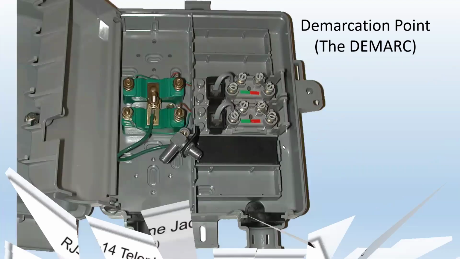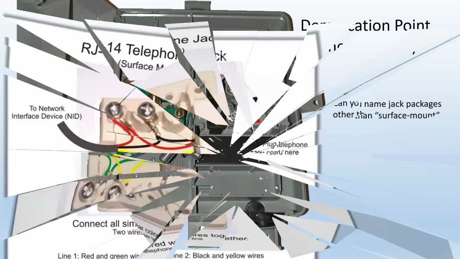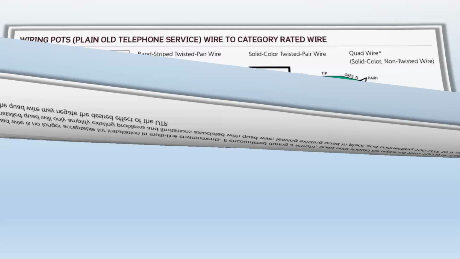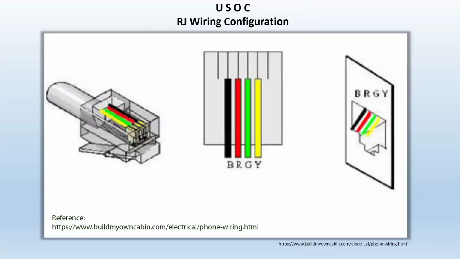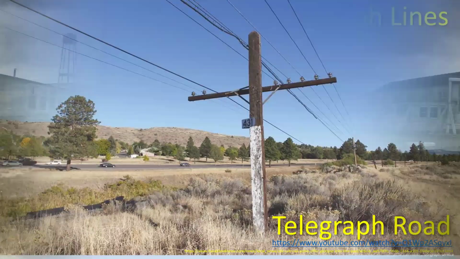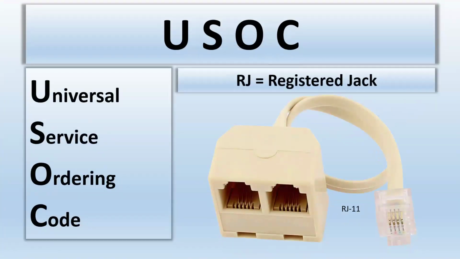All right, so this was the last slide. Okay, but I'm just going to go back a little bit as a review. Here's the tip and ring for the USOC. Where's the tip and ring? USOC, tip and ring, Universal Service Ordering Code.